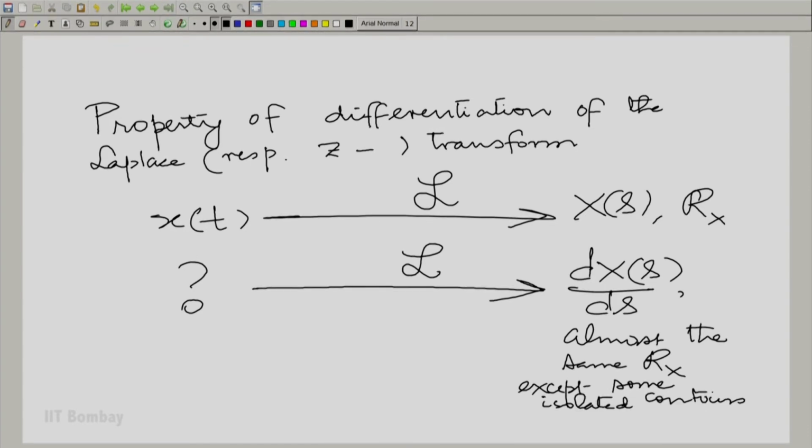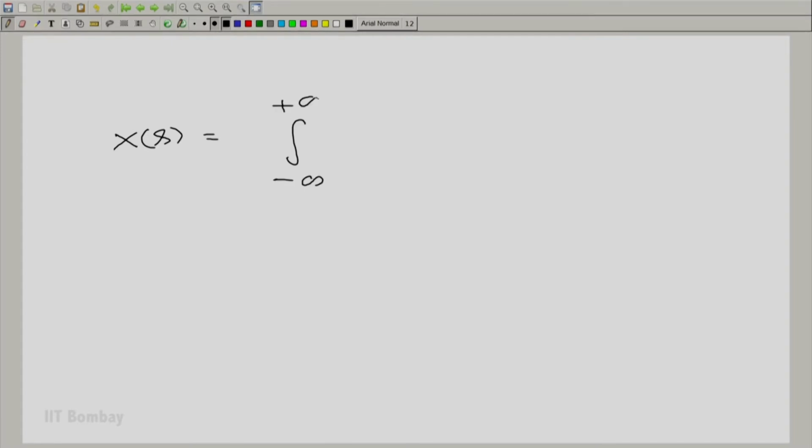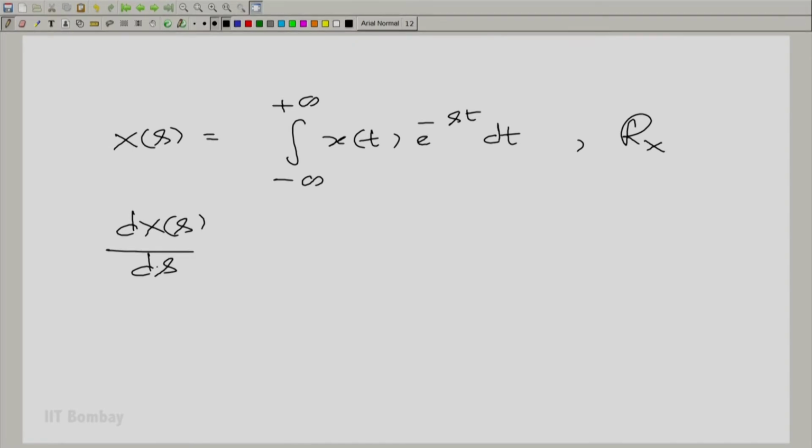Let us write down X of s in terms of x of t, and of course, there is an R x associated. We will keep that in the background. Let us differentiate both sides with respect to s. Now, this is the derivative with respect to s. If this function is differentiable, we hope that we can operate only on that part of the integrand which is a function of s. So, I can take the derivative into the integral sign.